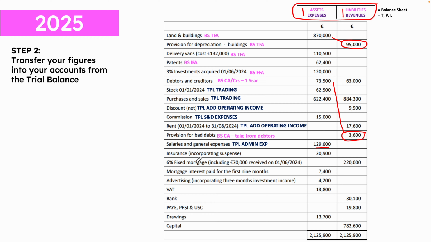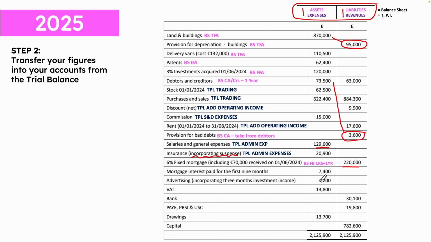Okay, then we've got insurance incorporating suspense, so we'll have an adjustment on that later, but insurance itself goes into the TPL admin expenses. Next, we have the 6% fixed mortgage, and this is on the liability side. A mortgage is a long-term loan for a property, and so we owe that back to the mortgage provider, and it would be over like 20, 30 years, however many years. So a long-term liability that'll go in the balance sheet, financed by under creditors plus 1 year.